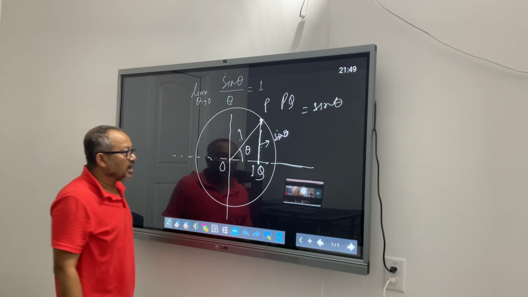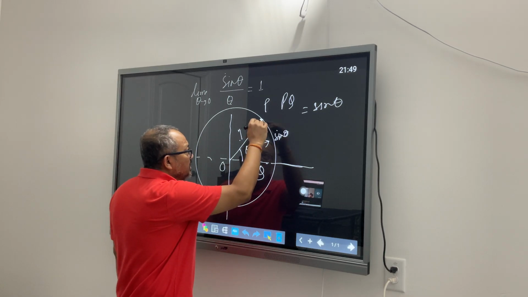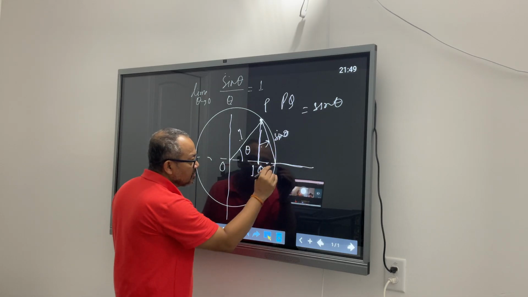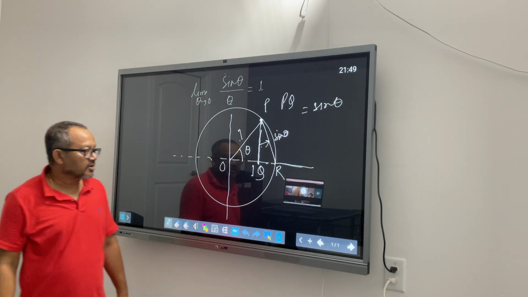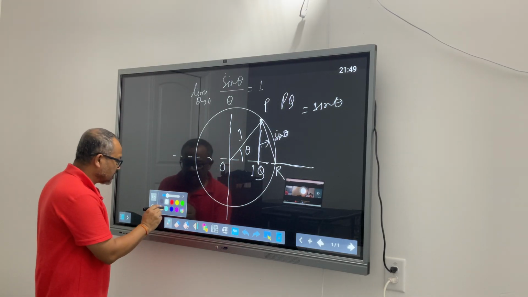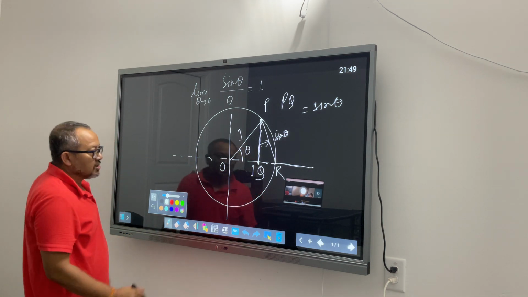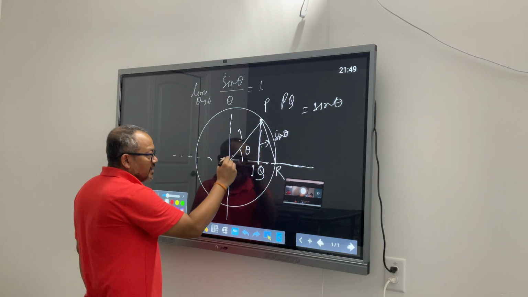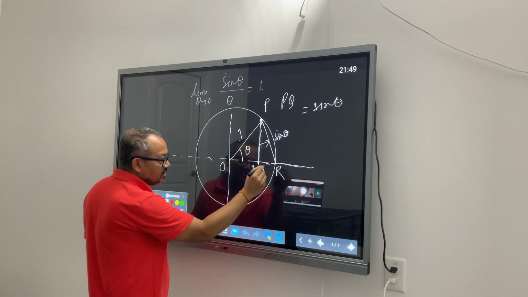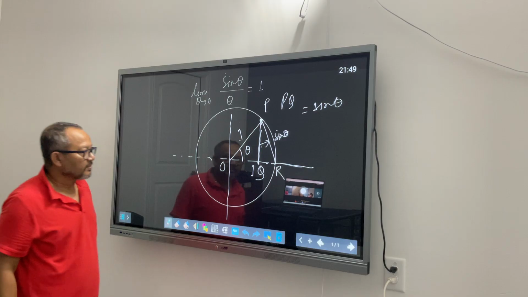Okay. Now, let me connect this point with this corner here. I'll say this is R. Okay. So I'll have to use different color coding a little bit so that it becomes more visible to you guys. So this is point P, at angle theta. I connected that point with the x-axis here, so that this point is R. We found this length. Okay.